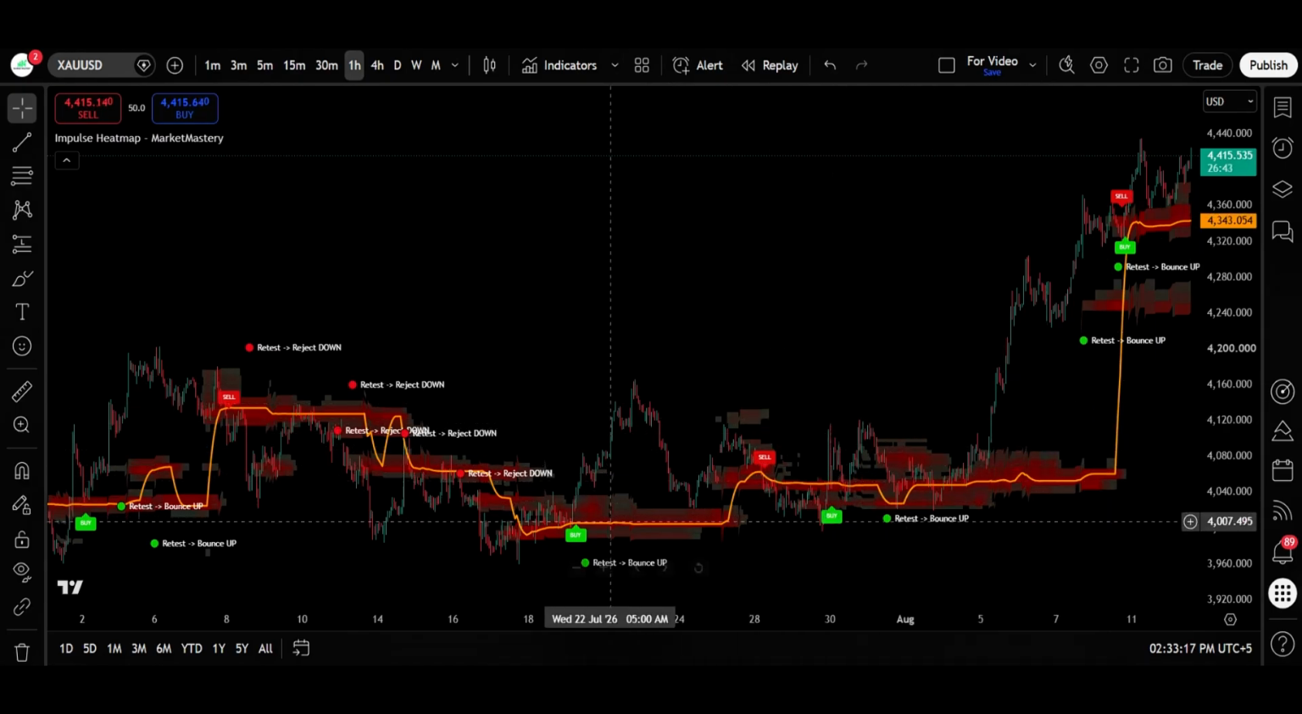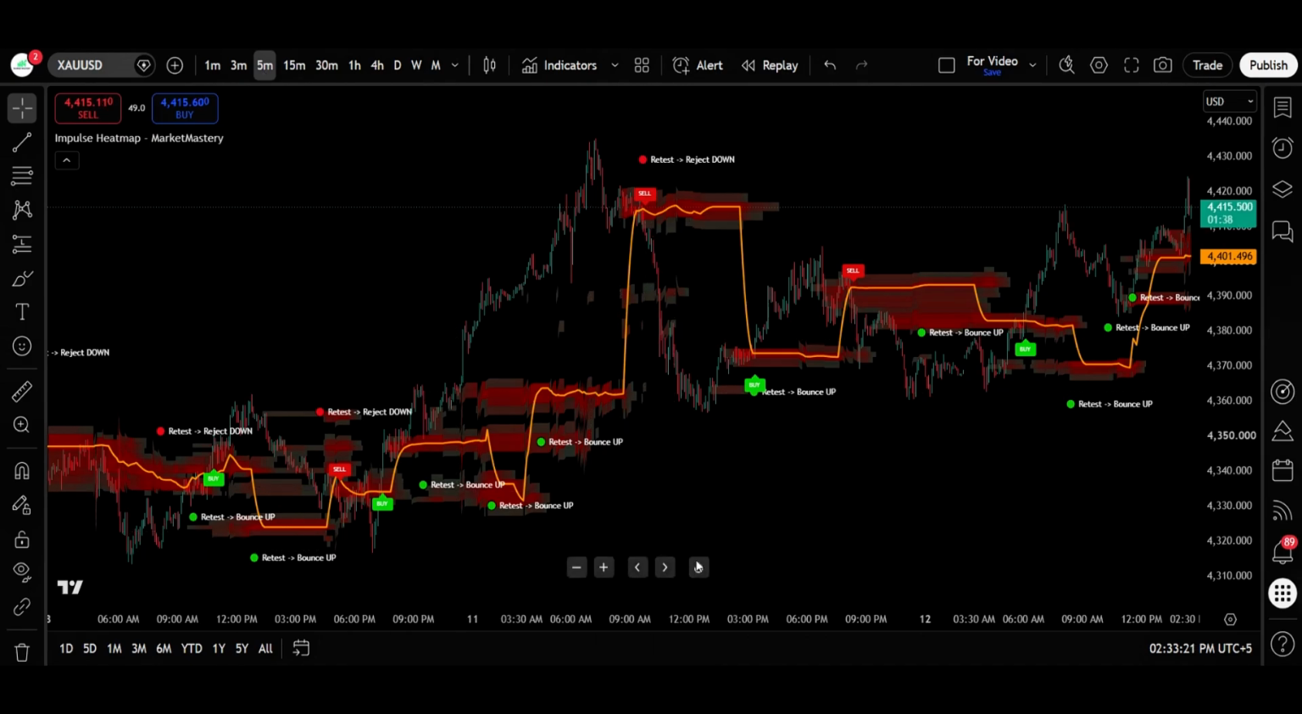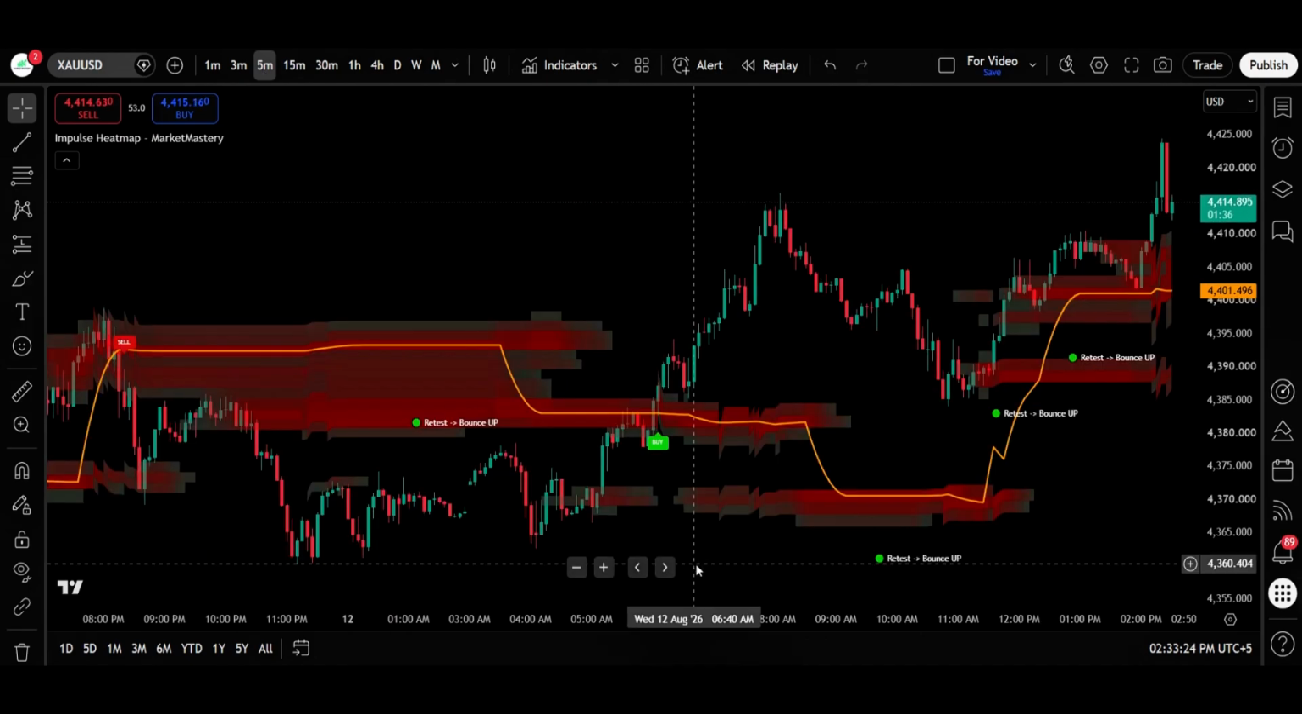However, for your first month or two, start on the 5-minute time frame. Once you build familiarity and discipline with the execution, you can expand to whichever time frames you prefer.